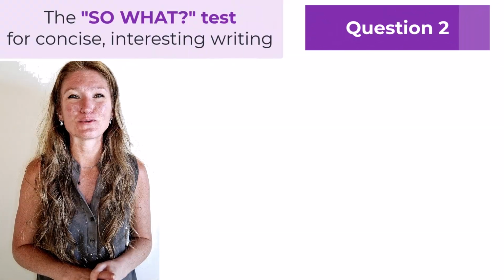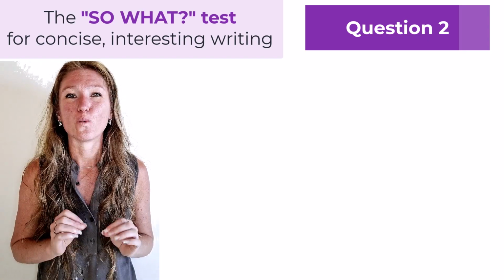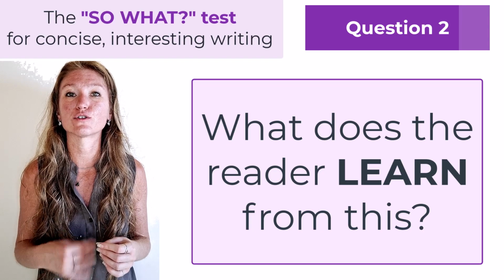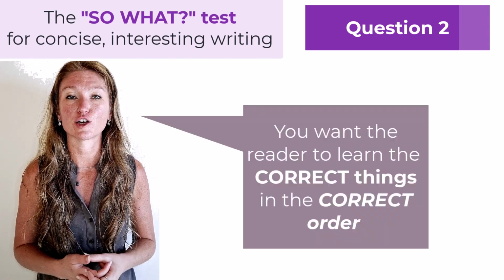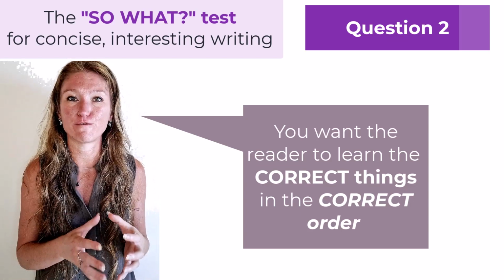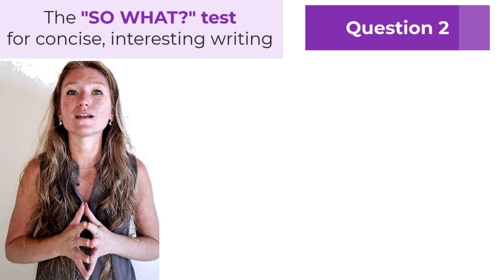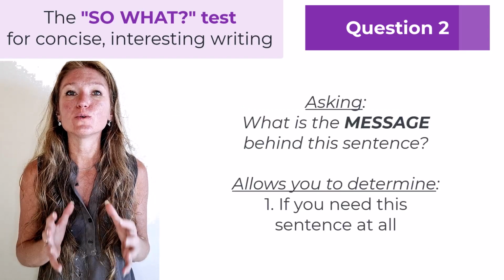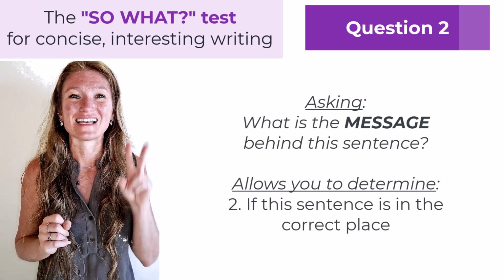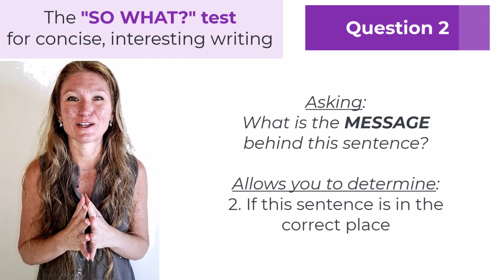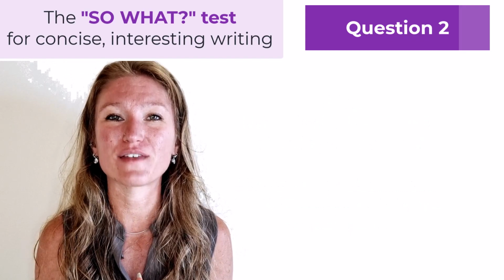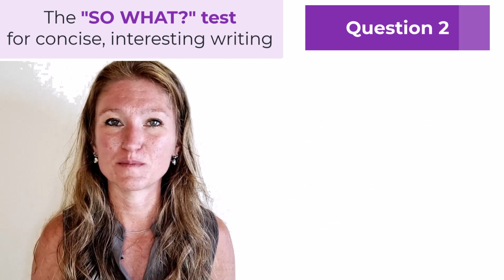So that brings us directly into question number 2. What does the reader learn from this sentence? Because it's not just important enough that your reader learns something from every sentence in your document. You want them learning the correct things and in the correct order and in a way that is not confusing. So if you can sit down and think about what is the message behind this sentence, you can help figure out if first you need the sentence at all, because maybe you don't. And second, maybe the sentence is not in the correct position. So go back and ask yourself, what is the reader learning? And determine if that is an important thing to learn here in this position in this manuscript.